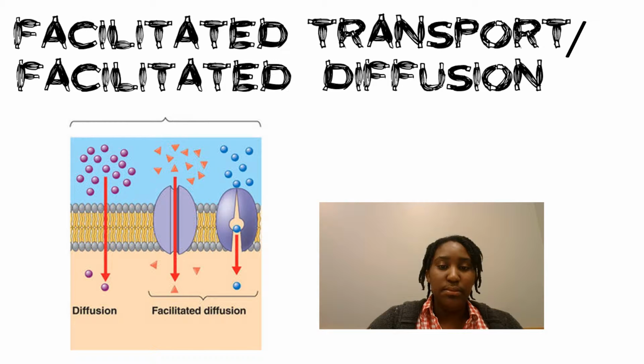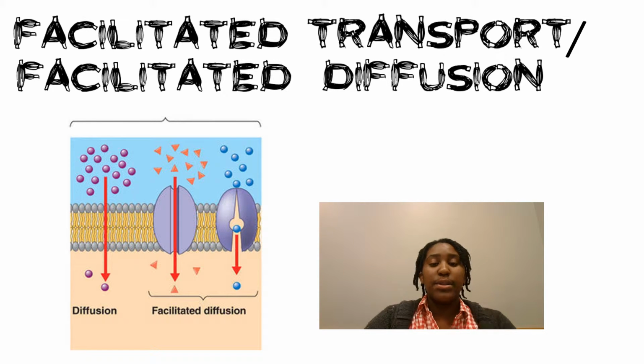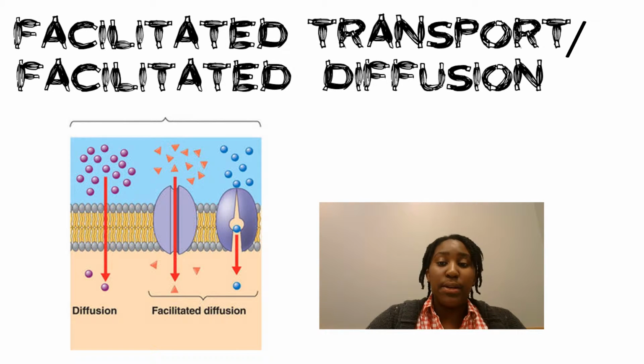movement. Channel proteins are specific for the substance that is being transported. They're exposed to the inside and outside of the cell and have a hydrophilic channel through the center that allows polar compounds to enter the membrane. Aquaporins are channel proteins that allow water to pass through. Channel proteins are either always open or gated/controlled.